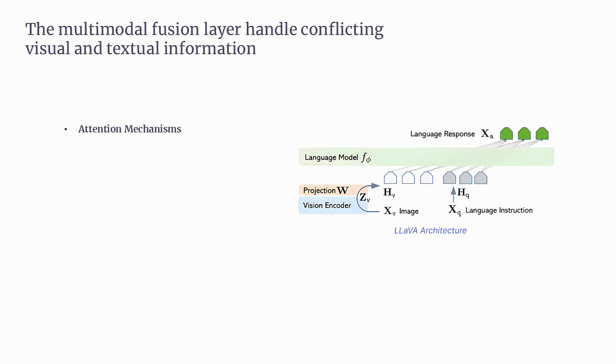Attention mechanisms. 1. Cross-attention. This mechanism allows the model to focus on the most relevant parts of both visual and textual inputs. Using cross-attention, the model can weigh the importance of specific visual features when processing textual information and vice versa. This ensures that when there's conflicting data, the model can prioritize the most relevant information from each modality, helping it make more accurate decisions. 2. Self-attention.